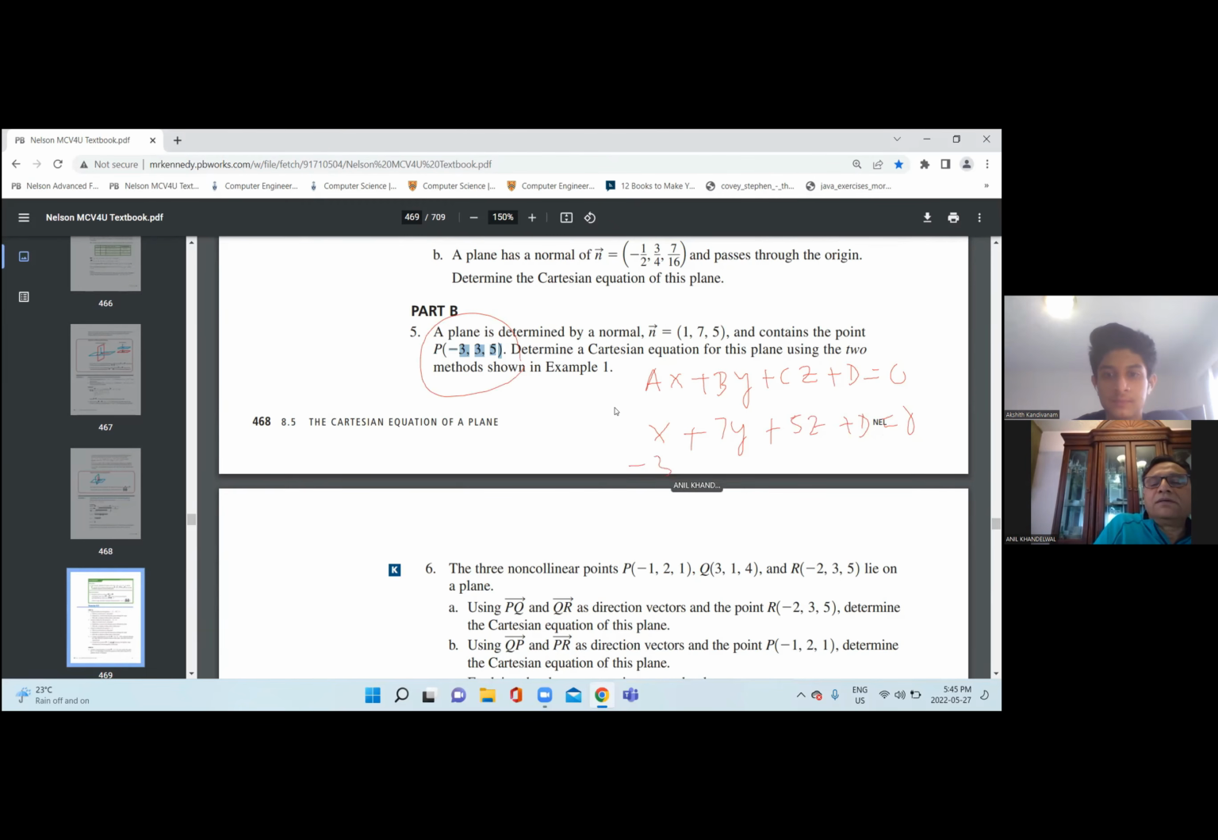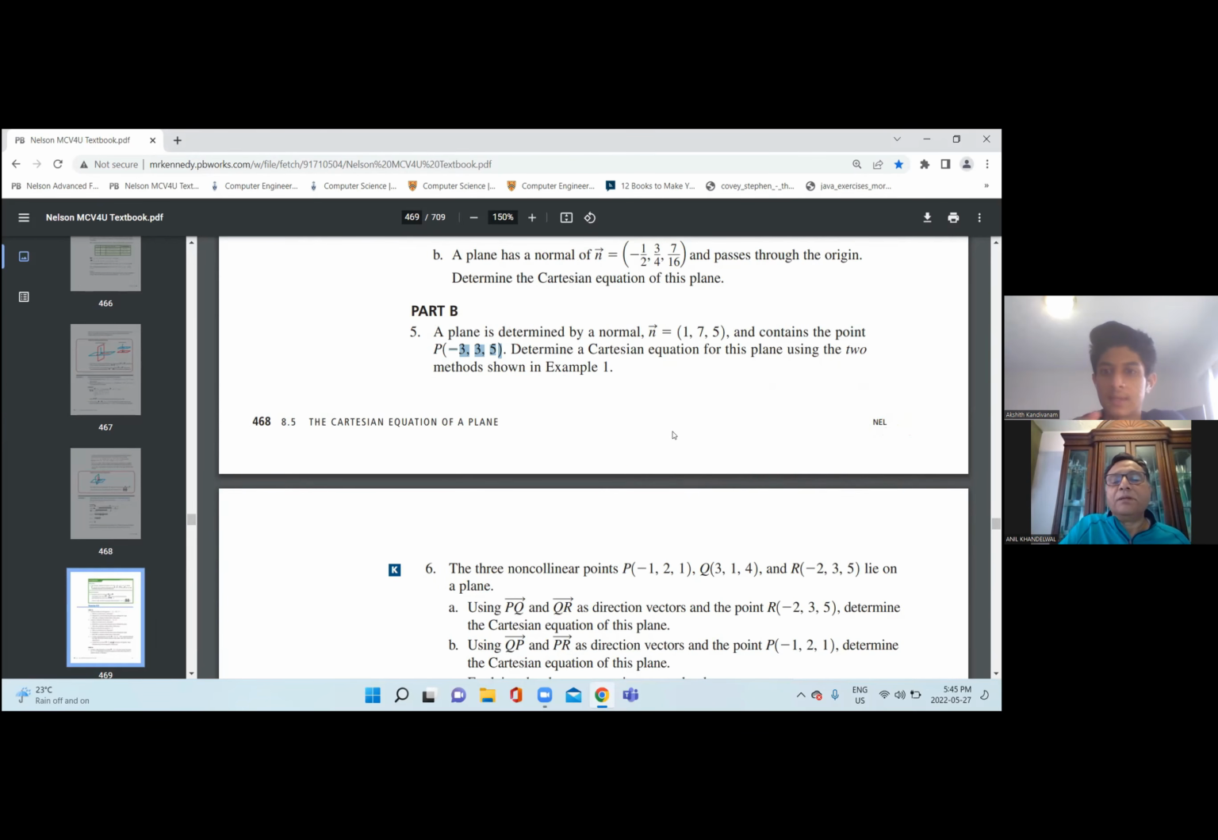So you get minus 3 plus 7 times 3 plus 5 times 5 plus d equals 0. So the only unknown is d. Calculate. This is one method, correct? What is the other method to find this equation?